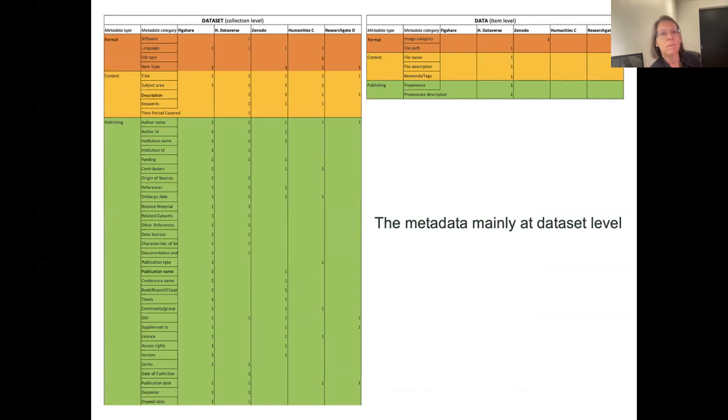Metadata is also found on different levels, either as a description of the collection of files, the so-called data set, or as a description of the data. And here we found that the metadata is mainly at the data set level. It is therefore very difficult to create qualified metadata for individual image files in these data repositories. This shows that in the interface, data is treated as a homogeneous entity, nothing that can be categorized in any detail at file level, if at all.